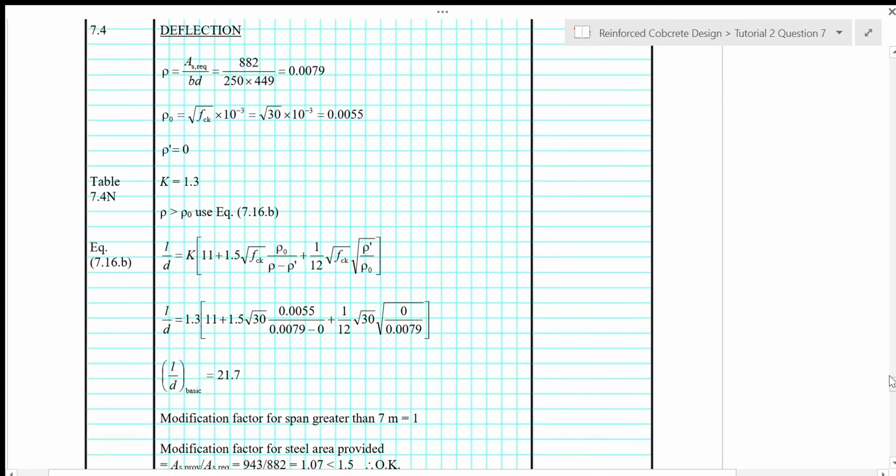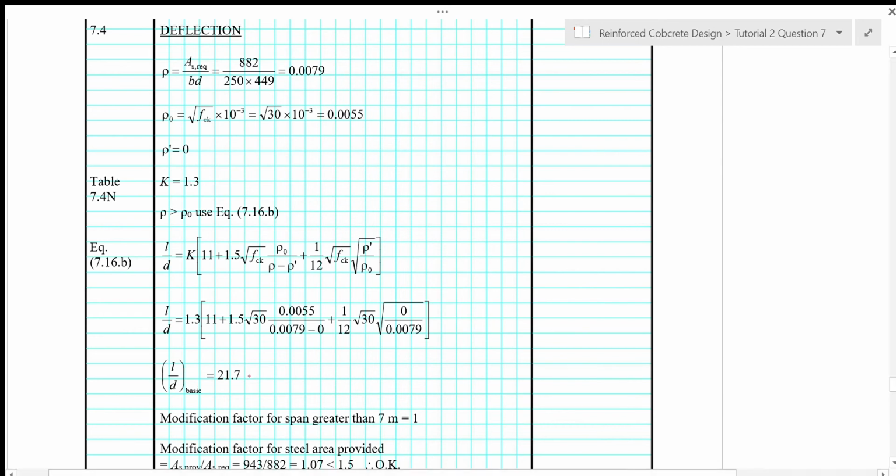For deflection, we calculate rho, which is As required over bd, so it's 882 over 250 by 449 to give 0.0079, rho naught is 0.0055, and rho prime is 0 because there is no compression reinforcement required. And then span BC is considered as an end span for continuous beam. So from table 7.4N, K is 1.3 for the end span of continuous beam. So rho is greater than rho naught, so we use equation 7.16b to calculate the basic span to depth ratio.